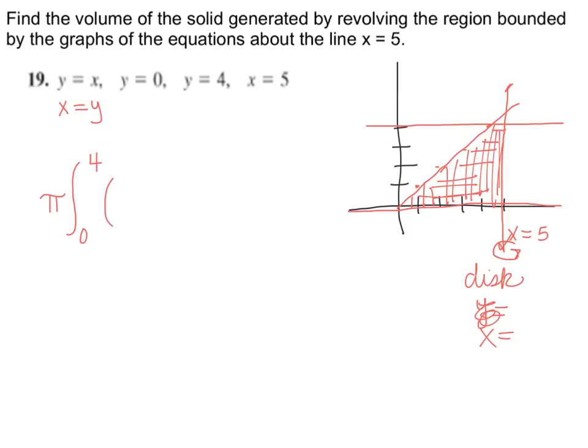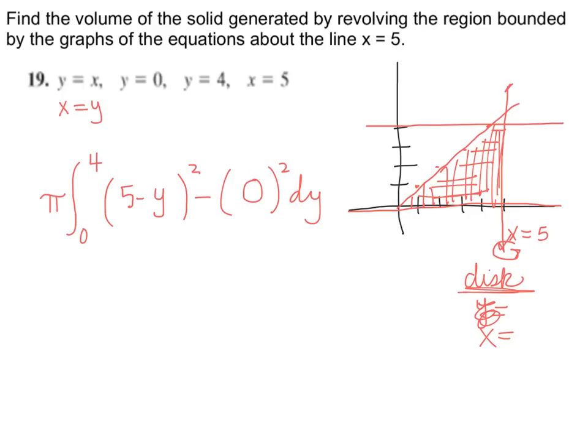We have the outer squared minus the inner squared dy, and since it is a disk, that inner one is going to be 0. And then we have right minus left, so 5 minus y, squared.